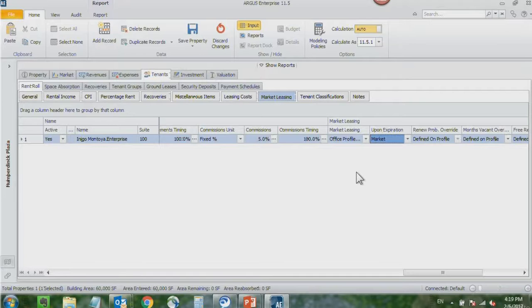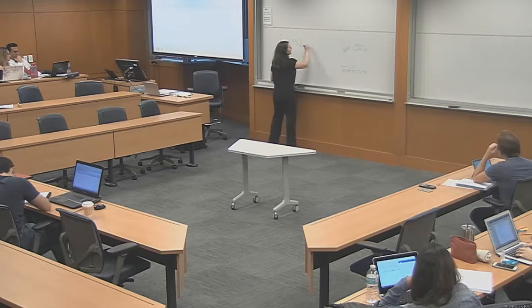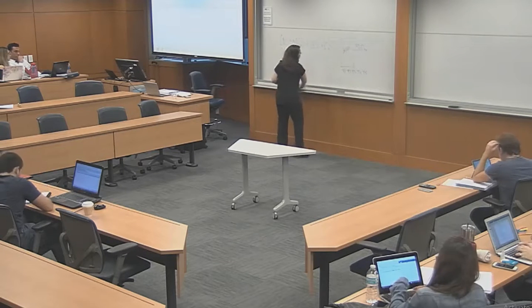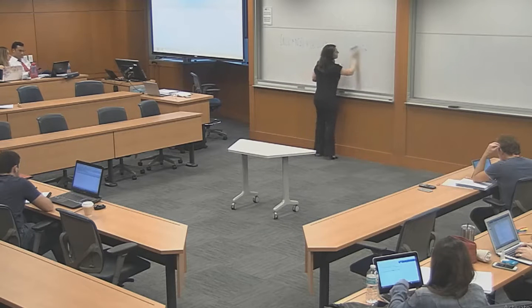So I mentioned that when we use market, we're looking at blending our new and renewal values to come up with our blended market averages. And your formula is going to be your new value, I'm just using abbreviations here, your new value times your new probability plus your renewing value times your renewing probability to get you to your blended market average.